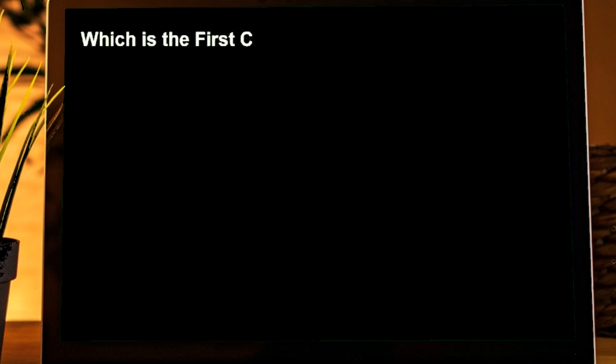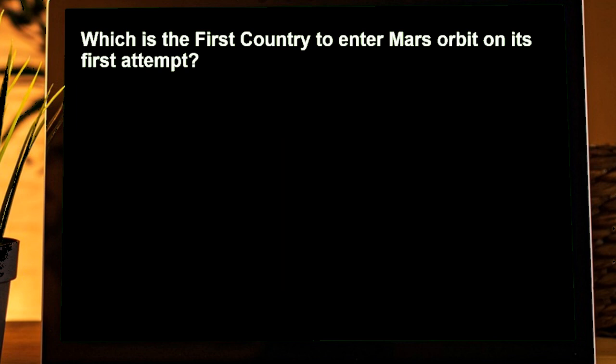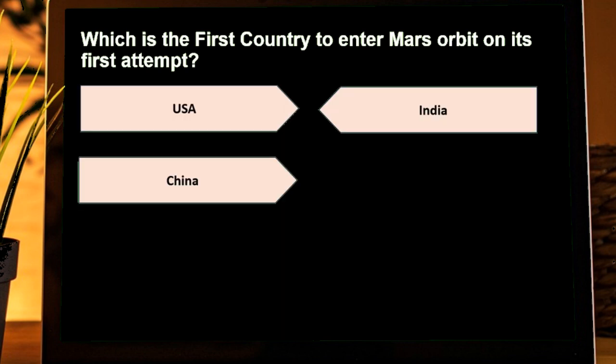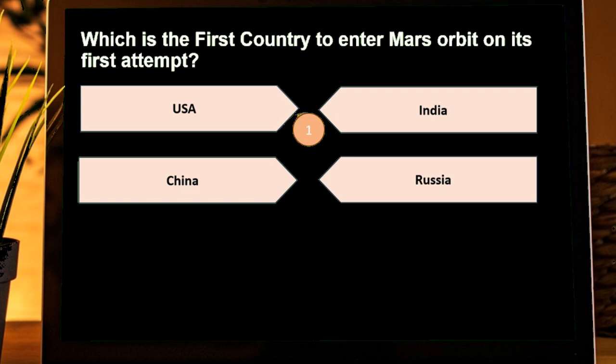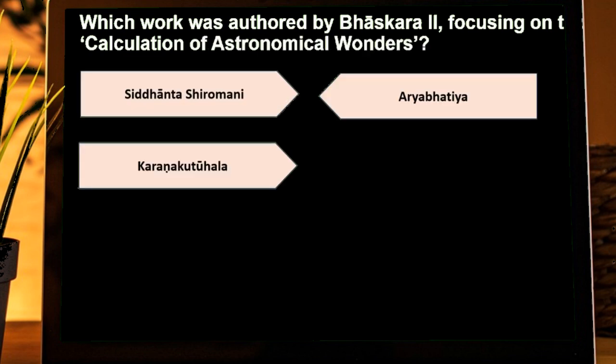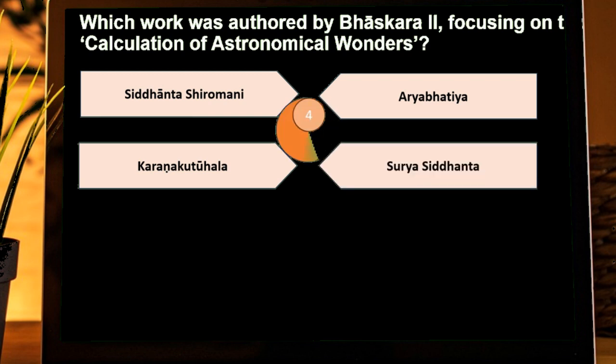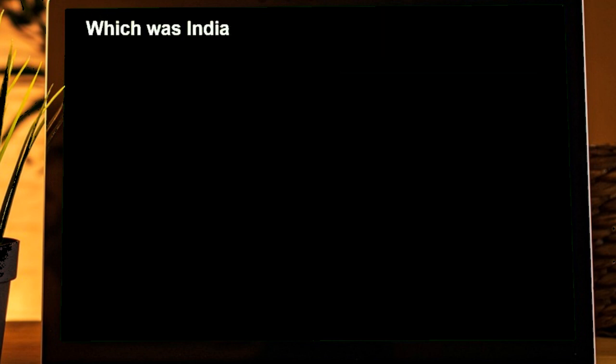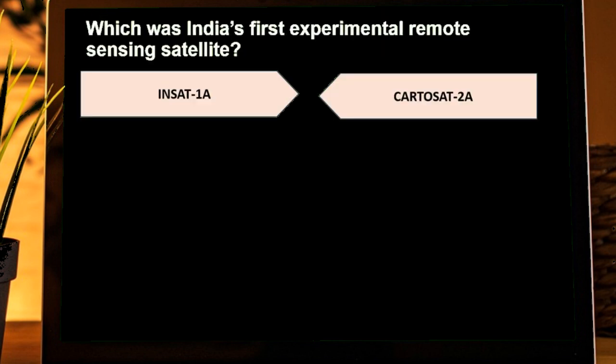Which is the first country to enter Mars orbit on its first attempt? Correct answer is India. Which work was authorized by Bhaskar II focusing on the calculations of astronomical wonders? Correct answer is Aryabhatt.